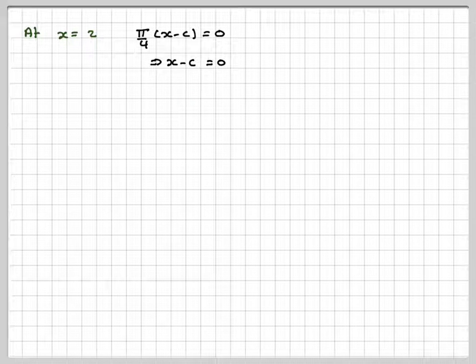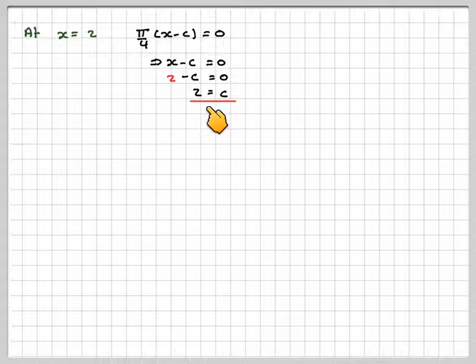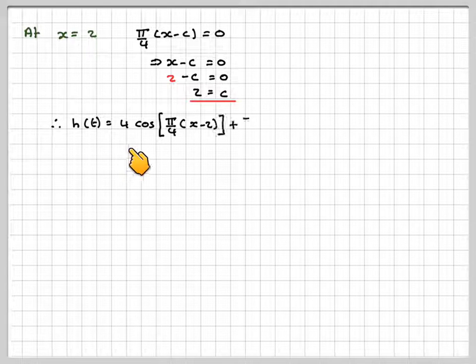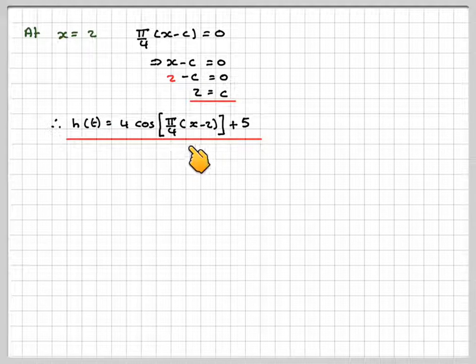So in order to do that, we need to put x into this equation. This happens when x is equal to 2. The pi by 4 means nothing here. We want x minus c is equal to 0. So it happens when x is equal to 2, because we took the point up at 9. So 2 minus c is equal to 0 gives that c is equal to 2. So we now have our equation: h of t is equal to 4 cos(pi by 4 (x minus 2)) plus 5.